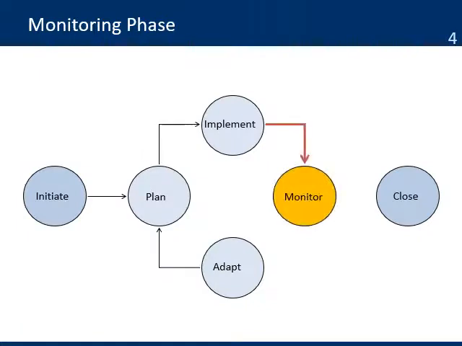Here's a project cycle. The monitoring phase receives information from the implementation phase on the outputs that have been delivered. The monitoring phase provides information to the adapt phase if deviations from the plan have been identified. At the end of the project or end of a cycle, when there are no more outputs to deliver, the monitoring phase will provide inputs to the closing phase.